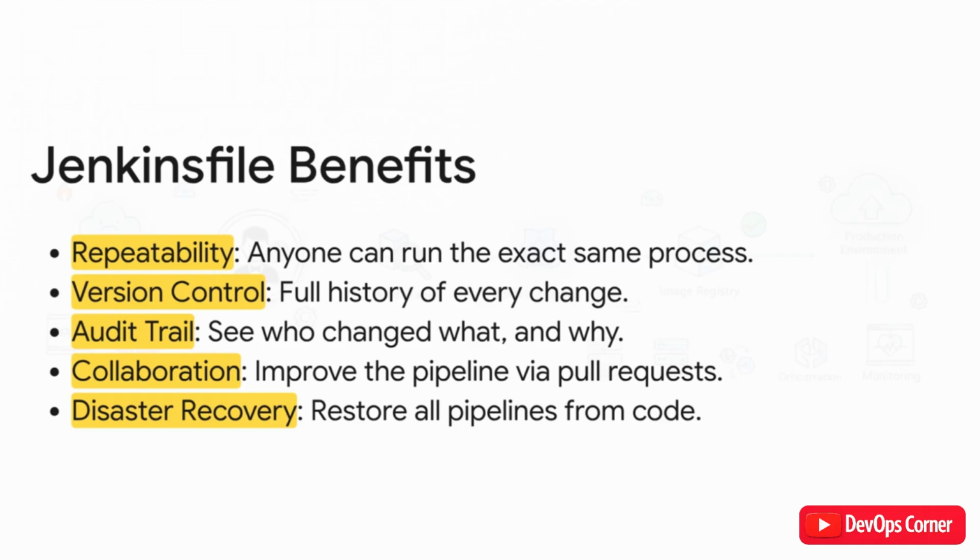And maybe most importantly, you get disaster recovery built in. If your Jenkins server gets destroyed, you can stand up a new one, point it at your Git repository, and all of your pipelines are instantly restored. This is something you simply cannot do with Freestyle Jobs.